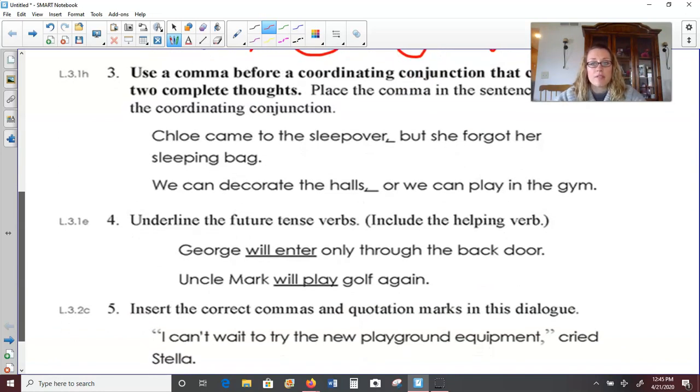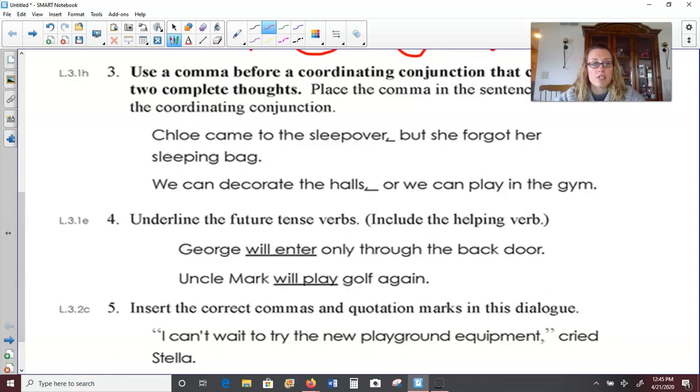Okay, on number 3, use a comma before a coordinating conjunction that connects 2 complete thoughts. Place the comma in the sentence before the coordinating conjunction. So this is when we have a compound sentence, 2 sentences put together, and we are joining them with a conjunction. We need to put a comma in front of that conjunction to show the separation between the 2 sentences. So Chloe came to the sleepover, but she forgot her sleeping bag. The first part of the sentence is Chloe came to the sleepover. So after that is where we would put a comma. And then the second sentence, but she forgot her sleeping bag.